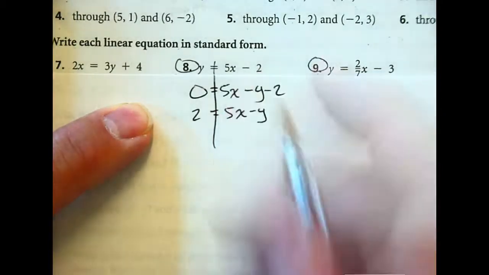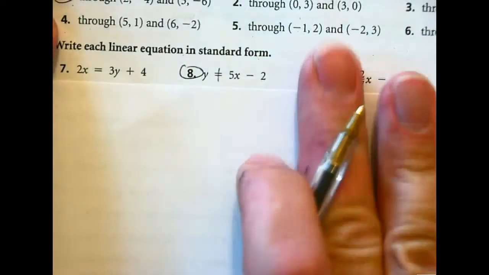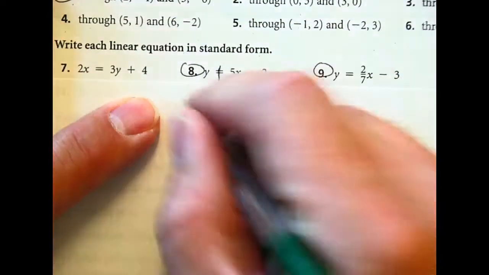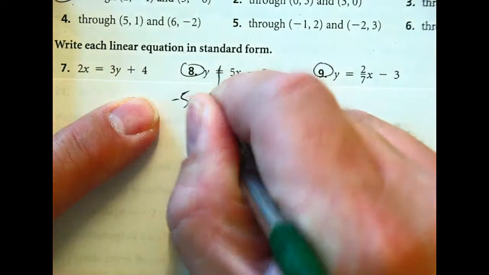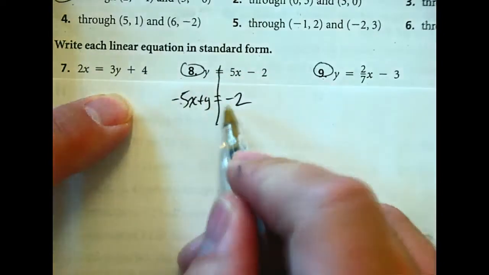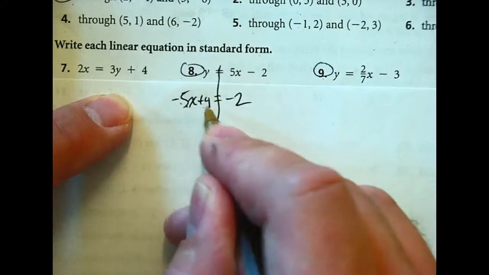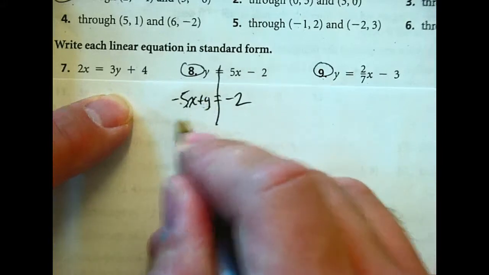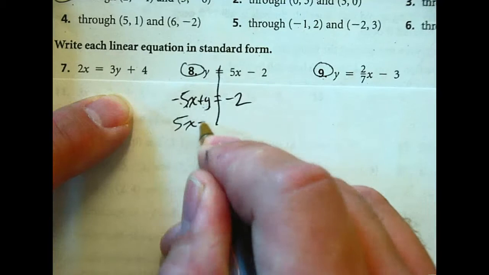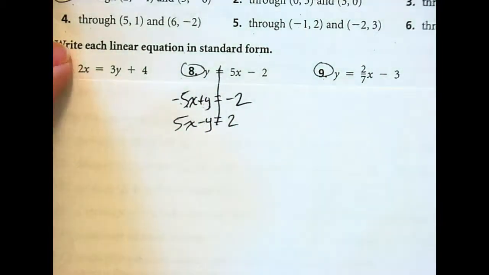Okay, the other process is bring that 5x over. You have -5x plus y equals -2. That's fine. Just remember, divide by -1 and flip every sign. So the common thing is students forget to flip this middle one here. So that becomes 5x minus y equals +2 as well. Okay, either way is fine.